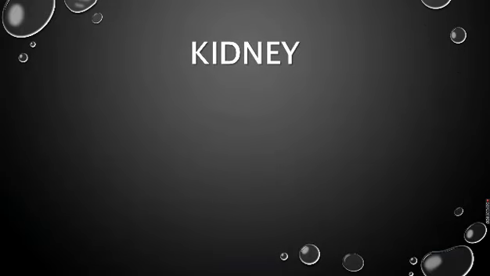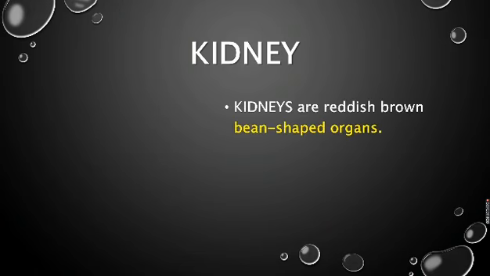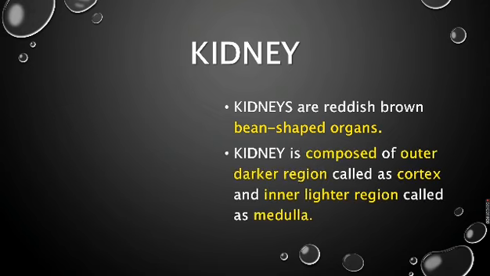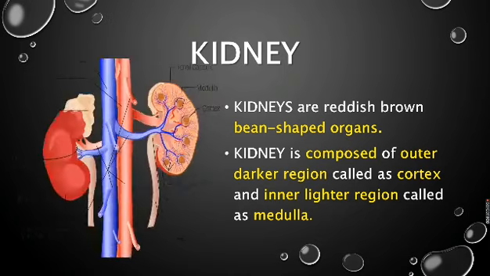Then the first part of excretory system is the kidney. So the kidney is a very important part of excretory system. These are reddish brown bean shaped organs. The yellow colored alphabets are very important, guys. And kidney is composed of outer darker region called as cortex and inner lighter region called as medulla.